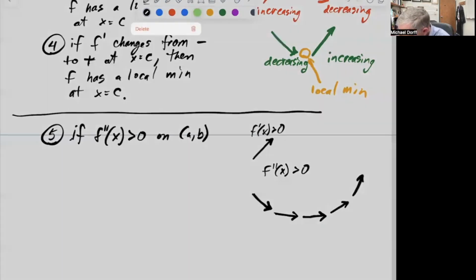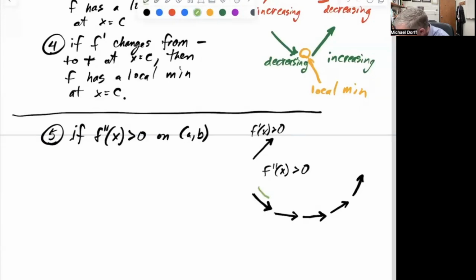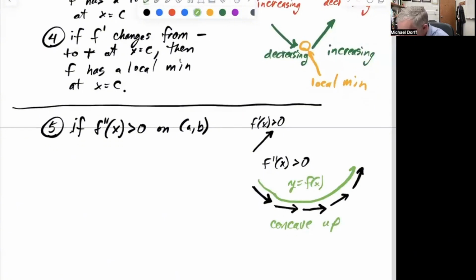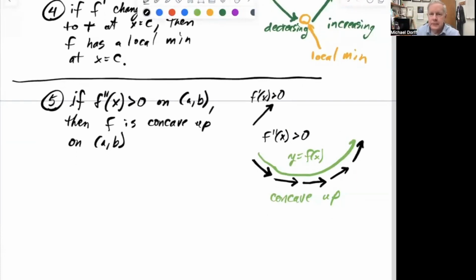What does that tell me about the graph? Well, that would happen if my graph were like this, and it would be concave up. So if the second derivative is positive on some interval, then f is concave up on that interval. And again, the reason is the first derivative is the slope of the tangent line. The second derivative you can think of as the rate of change of the slopes of the tangent lines. And so if it's positive, it means the rate of change there is increasing. So I'm going from a negative value to a larger, positive value. And so it's going to be concave up.